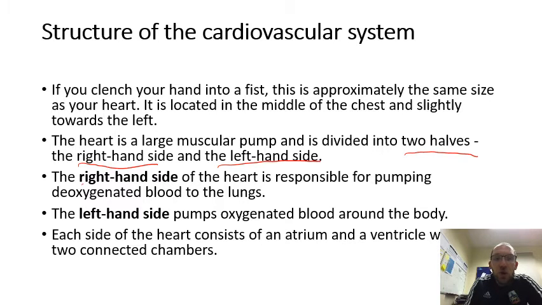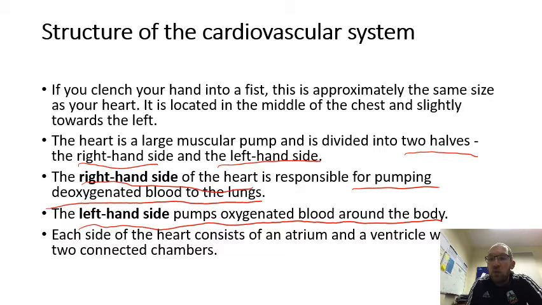The right side of the heart is responsible for pumping deoxygenated blood to the lungs. The left side pumps oxygenated blood around the body. Each side of the heart consists of an atrium and a ventricle, which are two chambers.